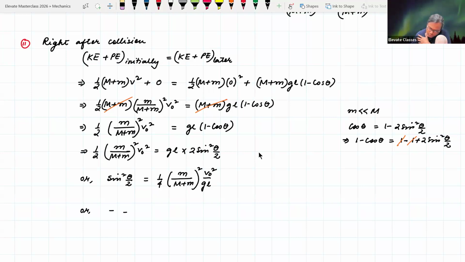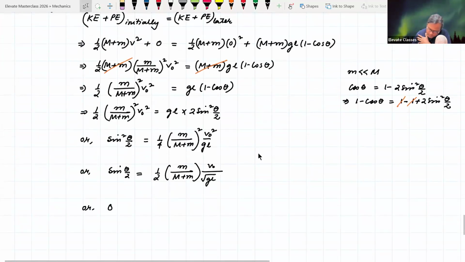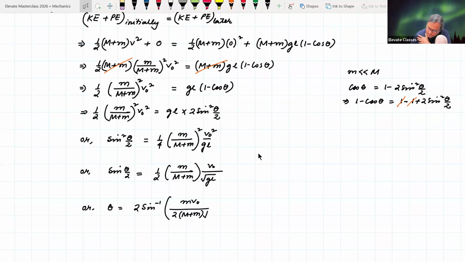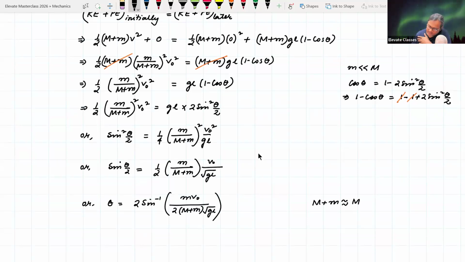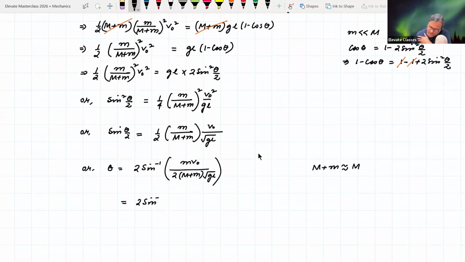So therefore sine theta by 2 is equal to half small m by capital M plus small m, times v naught upon root GL. So therefore theta is equal to twice sine inverse of m v naught upon twice capital M plus small m, root GL. The one modification I can make is that M plus m is approximately equal to capital M. Otherwise, I guess no other modification is needed. Theta is twice sine inverse of small m v naught upon 2 capital M root GL. This is the answer.